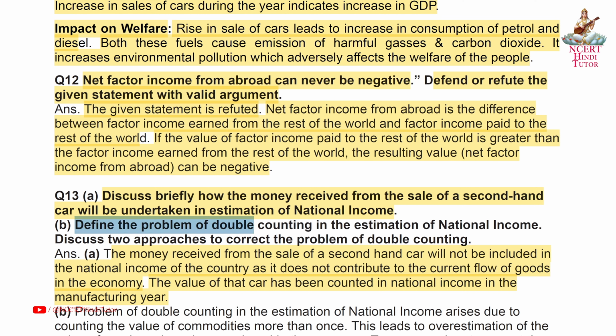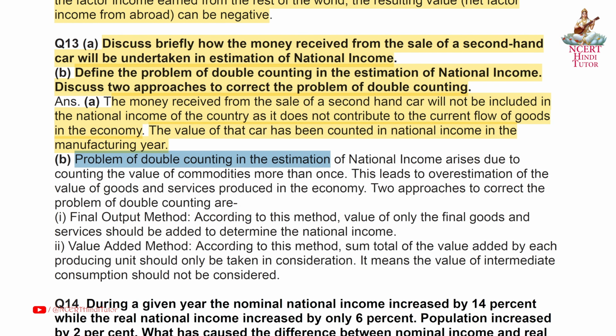B. Define the problem of double counting in the estimation of national income. Discuss two approaches to correct the problem of double counting. Answer. Problem of double counting in the estimation of national income arises due to counting the value of commodities more than once. This leads to overestimation of the value of goods and services produced in the economy.